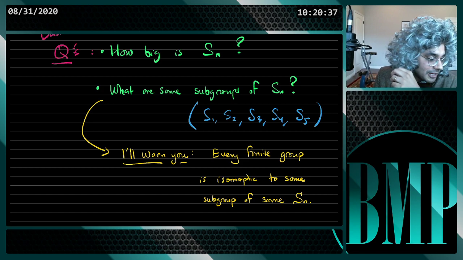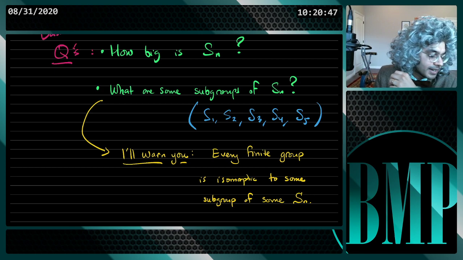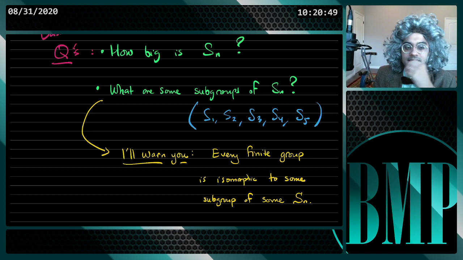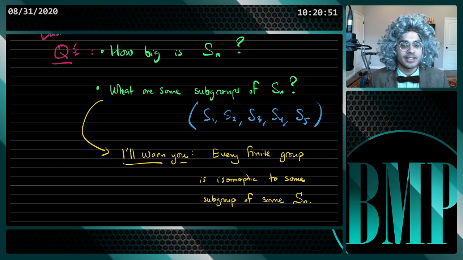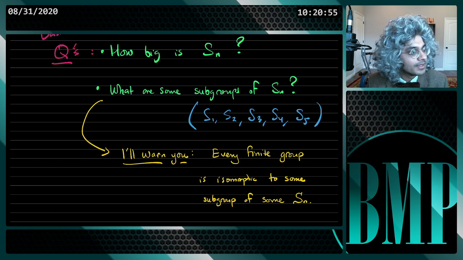Yeah, you're modding out by isomorphism. Yeah, right. So you should remember that a countable union of countable sets is countable. A great trick from set theory.